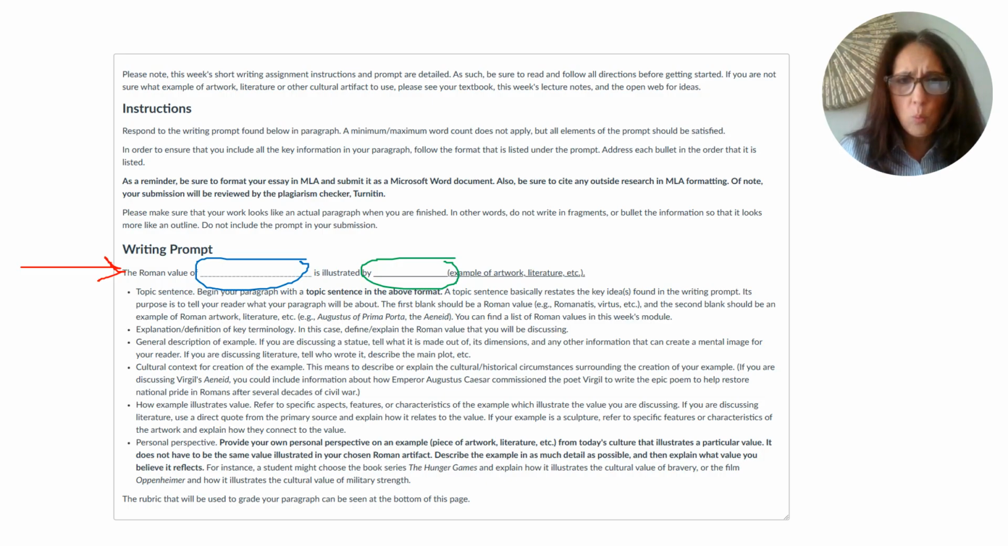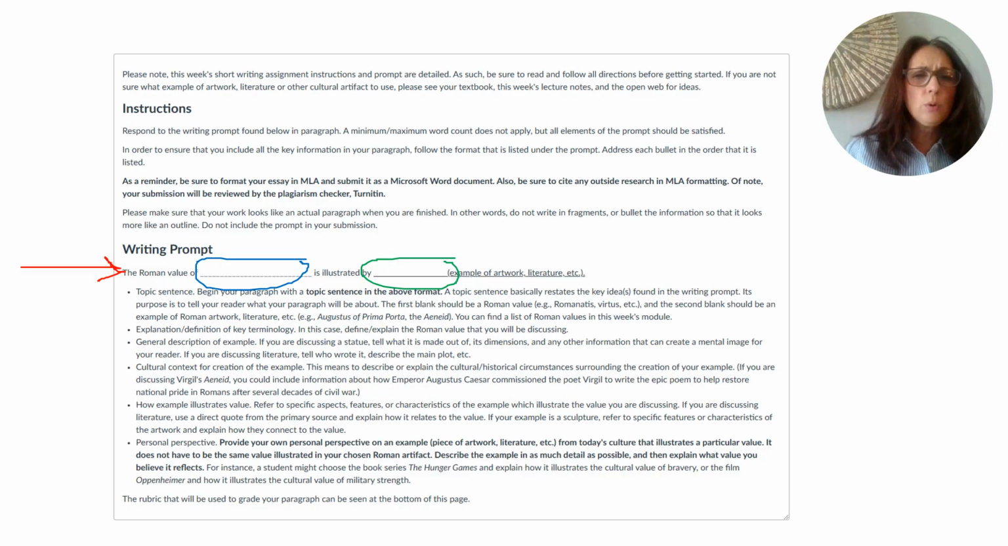Now, if you aren't sure what to analyze, you can get ideas from your textbook. Your textbook has a number of explanations and photos of some of these artifacts. You can look in the module, and you can also look on the open web.